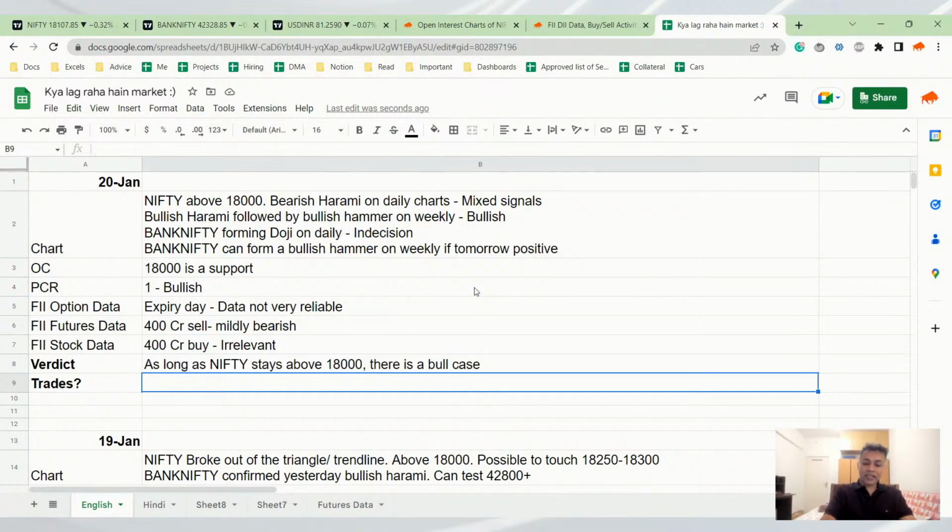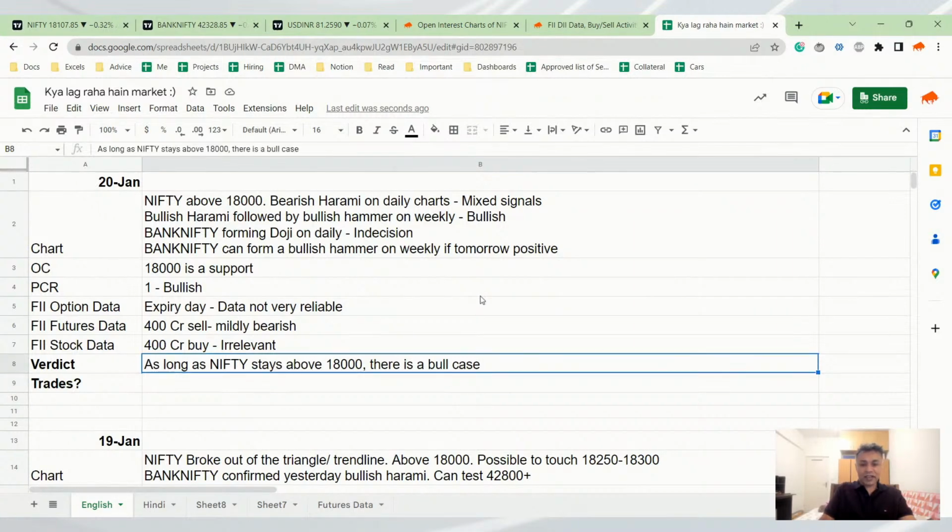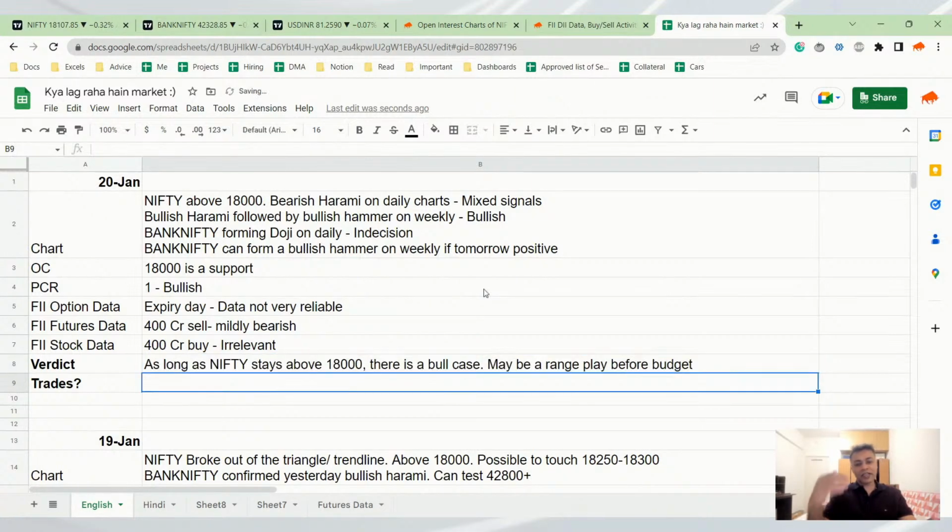So maybe Nifty might stay here. There might not be much movement before budget, right? Maybe a range play before budget. And because I have an 18,000 ka support and I'm expecting a range play, my favorite trade would be bull put spreads with sell leg at 18,000.